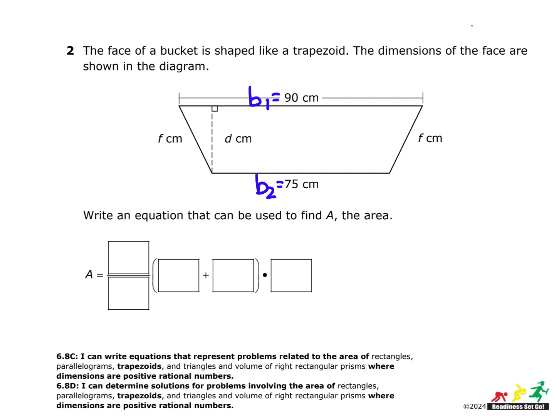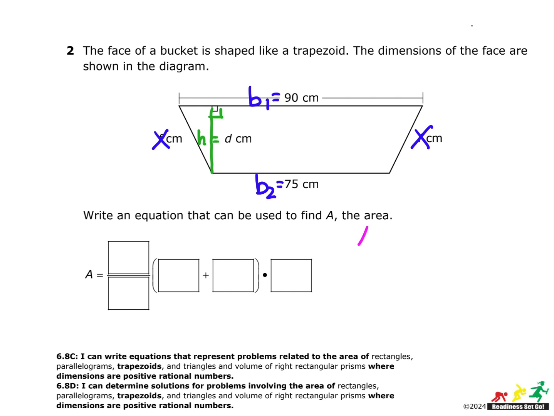Now your height is never going to be the slanted lines. Okay, this is a distractor. Extra information, you don't need it. There might be numbers there sometimes, but you don't need it. Remember that the height is always connected by the right angle. All right, so we do not know what the height is. So height is equal to d centimeters. We don't know what it is. So at the bottom, it's asking me to write the equation that can be used to find A, the area.